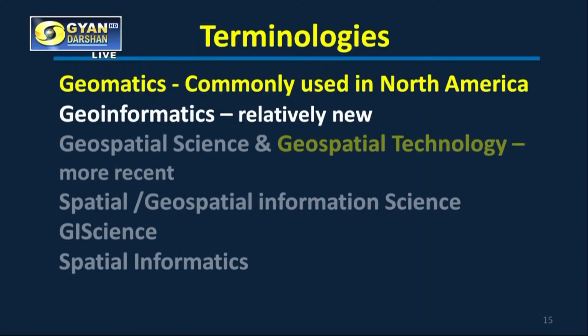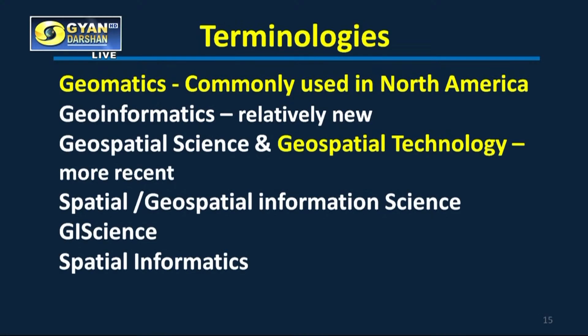So, you see, there are many terminologies related to geoinformation. The term geomatics is commonly used in North America, and geoinformatics is a relatively new term. The more recent terms are geospatial science and geospatial technology. And there are also many terminologies like spatial or geospatial information science, GI science, spatial informatics.